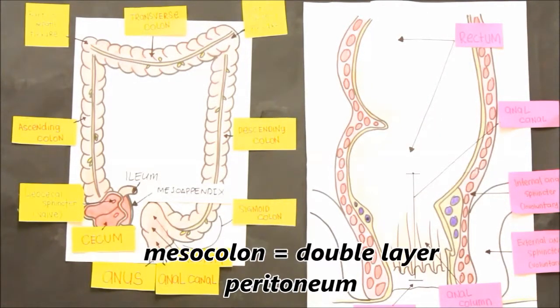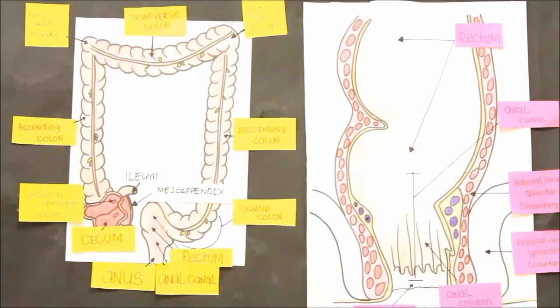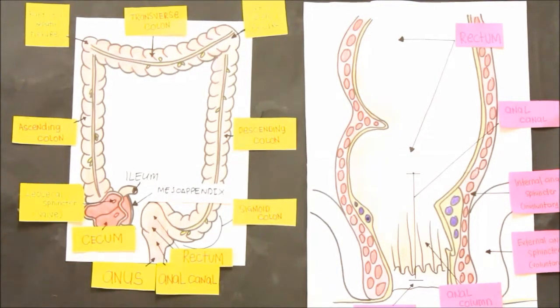Mesocolon is a double layer of peritoneum. Ileocecal sphincter allows material from the small intestine to enter the large intestine. The open end of the cecum is called the colon, which is divided into ascending, transverse, descending, and sigmoid.